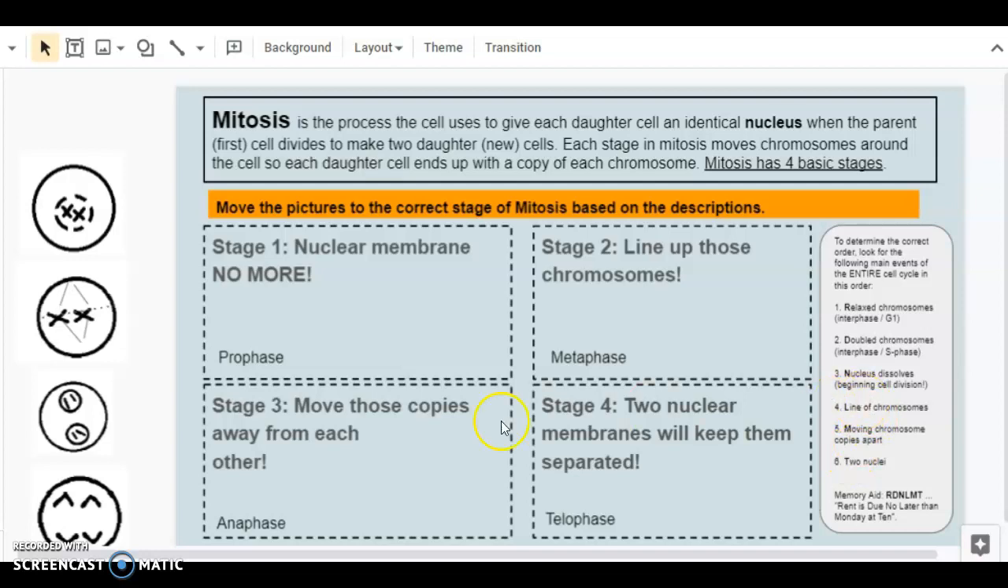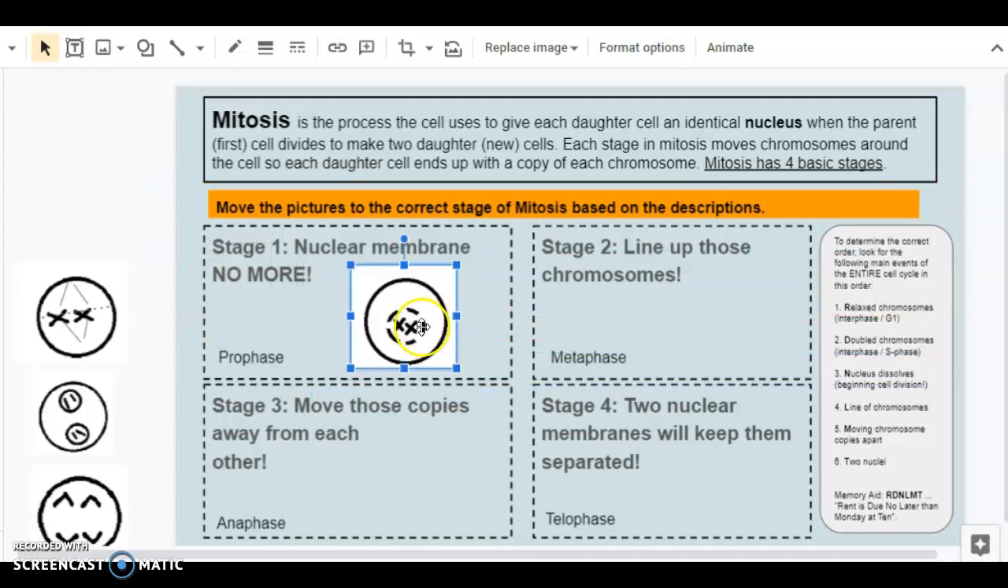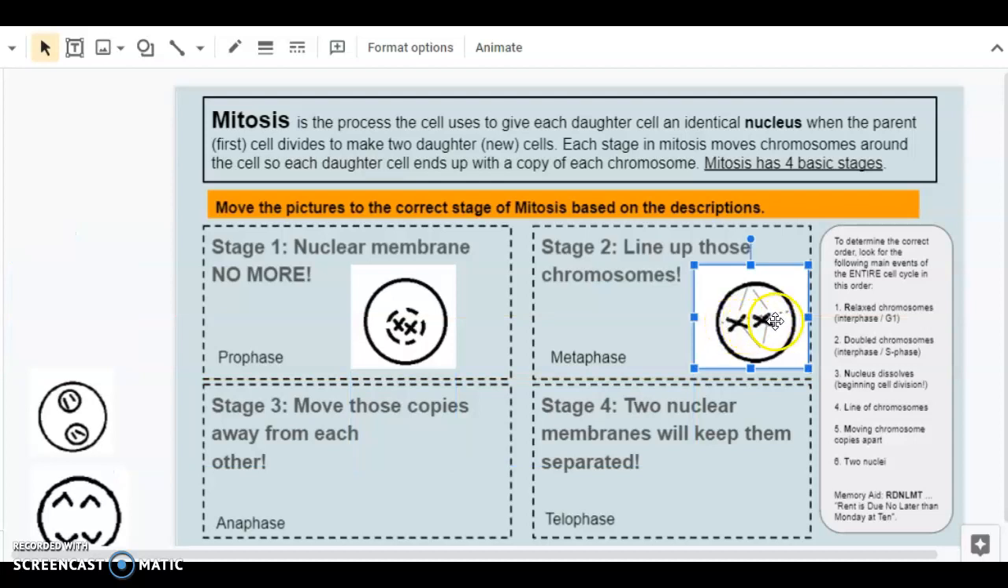Then the nucleus dissolves, and this is where mitosis begins. The nucleus has to dissolve so that the chromosomes can get moved around and sorted out. The nuclear membrane is no more. This stage is called prophase. In stage 2, the cell will line up the chromosomes. Notice these are still the doubled chromosomes. In the middle of the cell, what we call the equator. This is called metaphase.